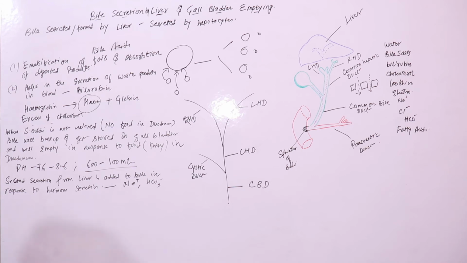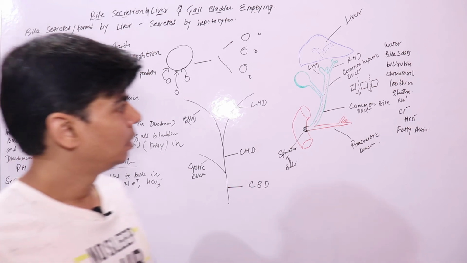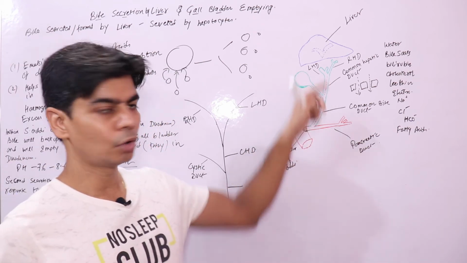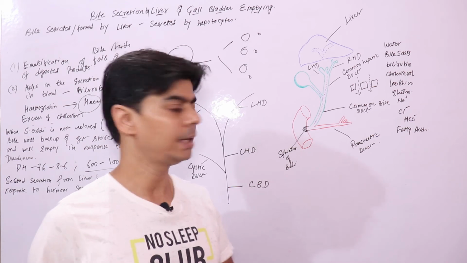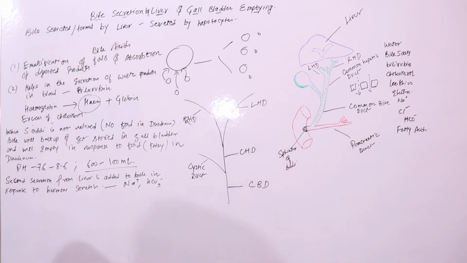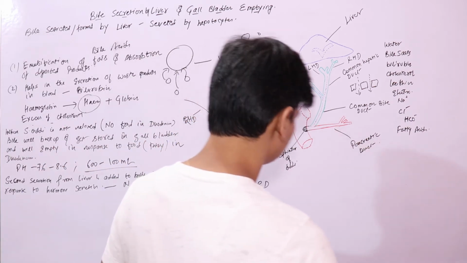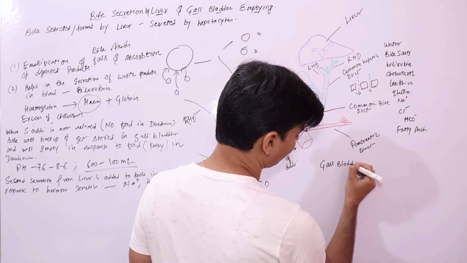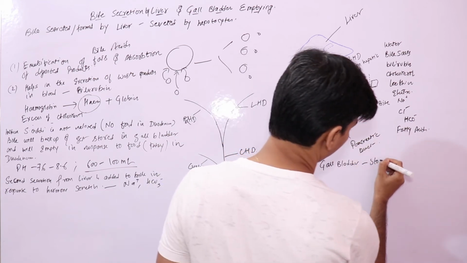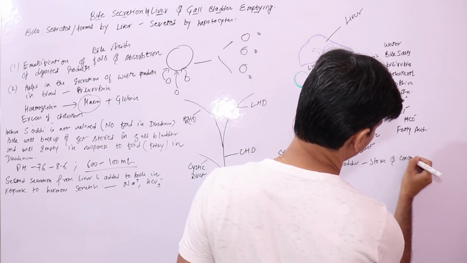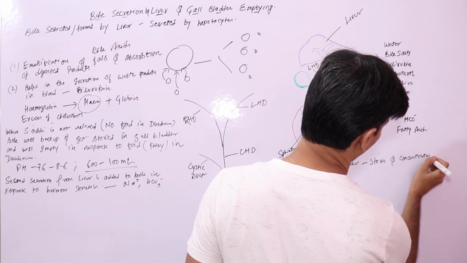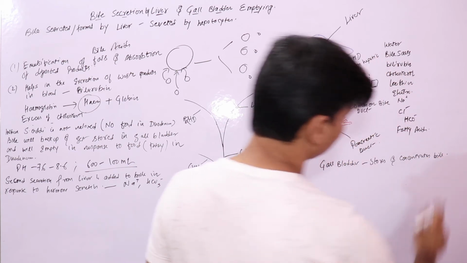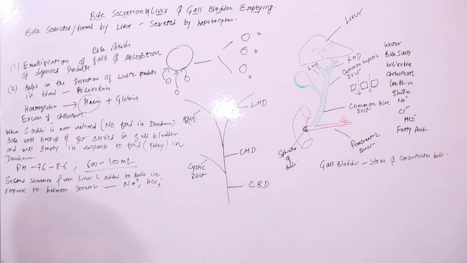Now let's talk a little about gallbladder storage, right? Storage of bile in the gallbladder. The gallbladder stores and concentrates bile, right? The most important thing is that the gallbladder stores and concentrates bile.